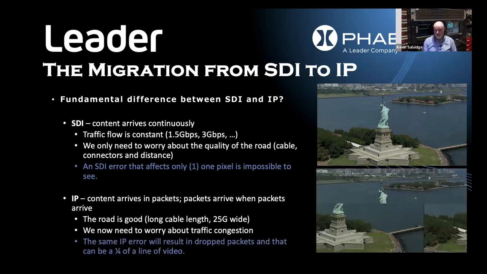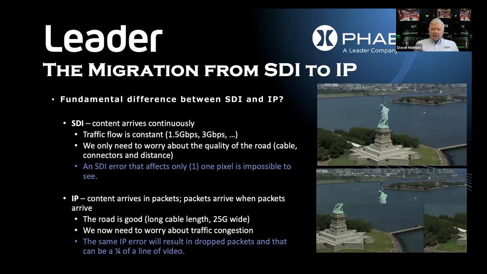On the other hand, if you drop a packet, yeah, that's going to be pretty obvious. Because receivers are going to do one of two things. Actually, most receivers absolutely go black, because everything is shifted by a quarter of a line in a 1080 picture. One IP packet is a quarter of a line of video in 1080.